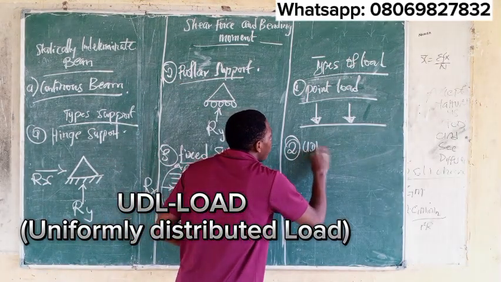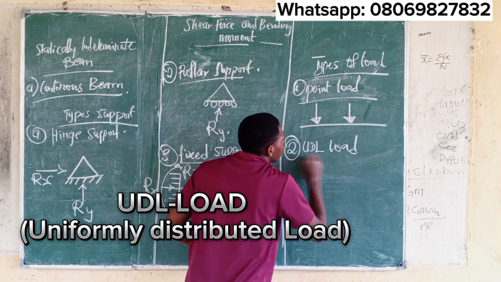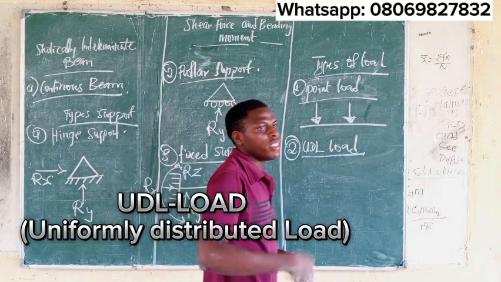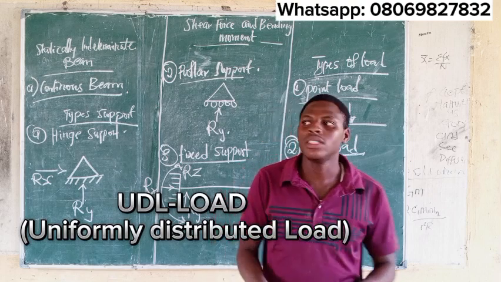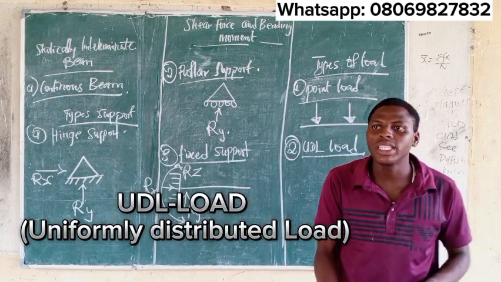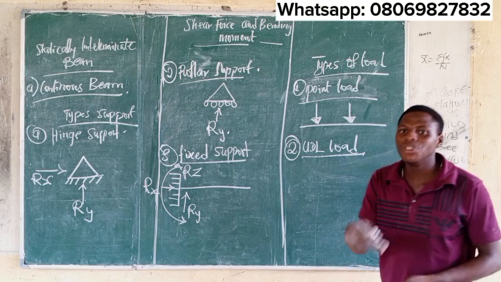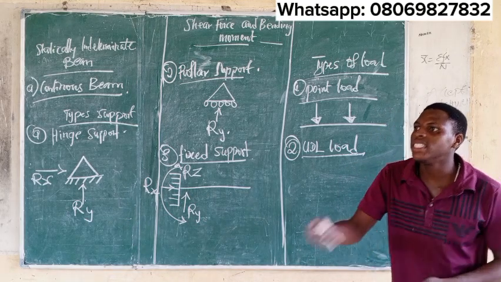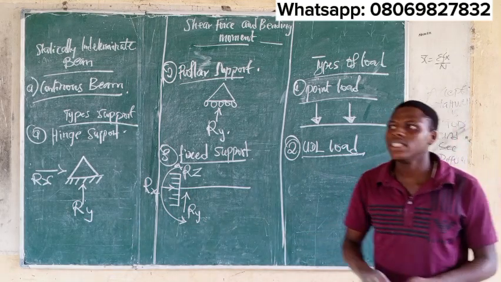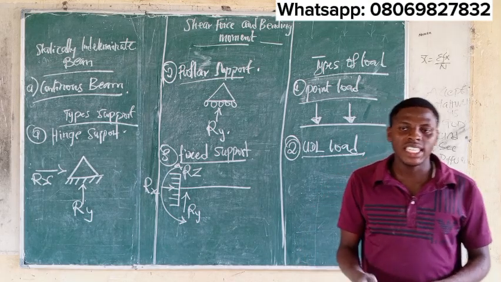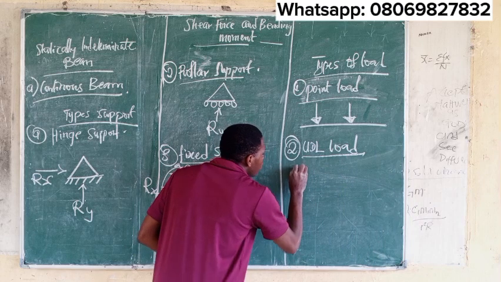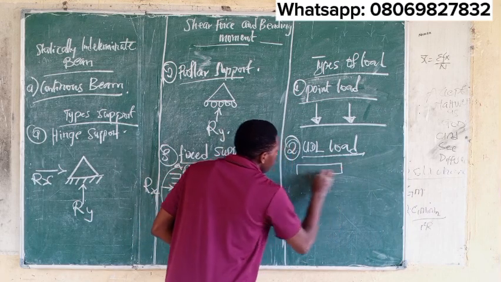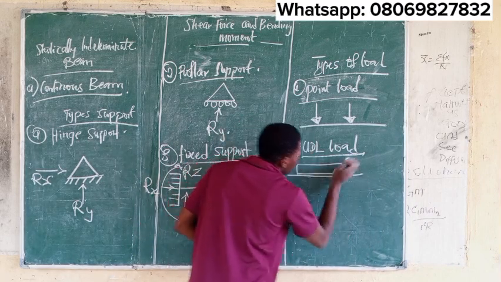The UDL load. Now somebody will ask me, what is the UDL? The UDL load is also called the uniformly distributed load. So if you are not seeing UDL and you are seeing uniformly distributed load, then you know that the load they are talking about is a UDL load. And when you see something like this also, let's say this is our beam.